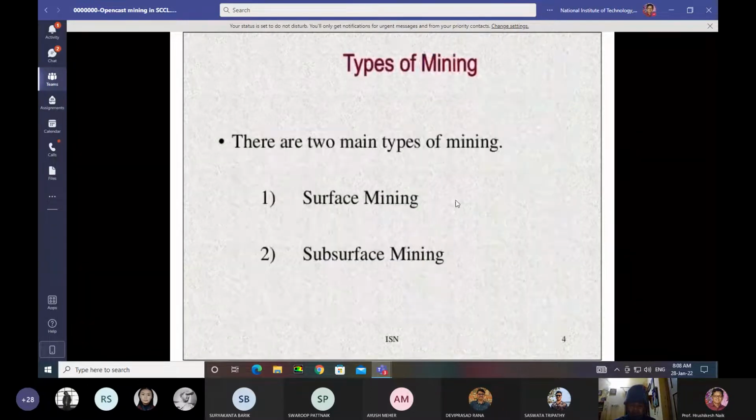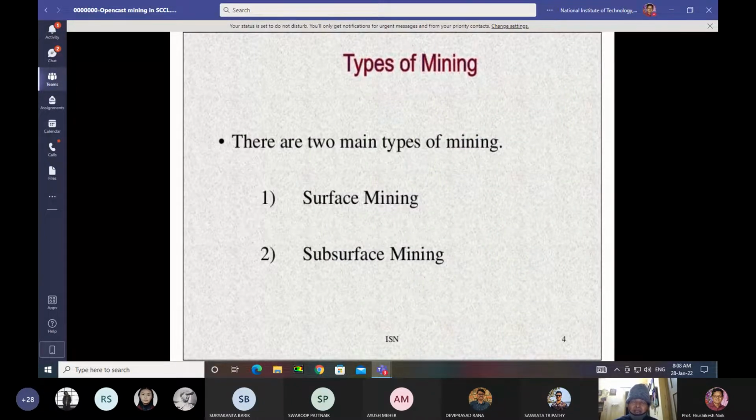So you know that there are two main types of mining. One is called surface mining. The other one is called subsurface mining. Subsurface mining is underground mining. There are two methods of mining there. One is surface mining. The other one is subsurface mining, which is called underground mining.